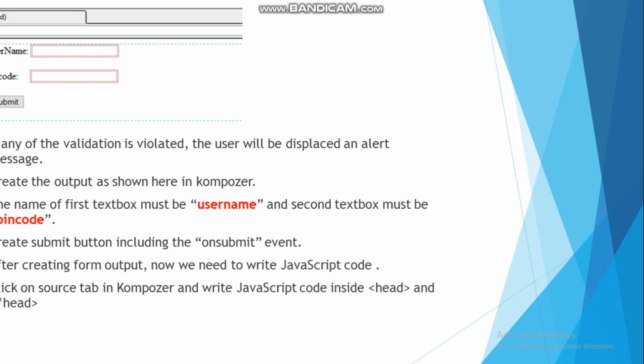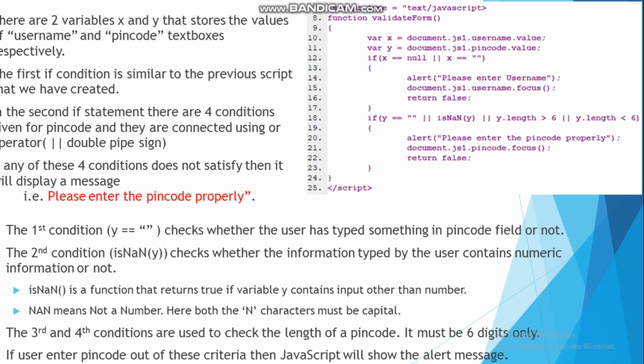Create a submit button including the onsubmit event. It means from the Advanced tab option you have to select the onsubmit event, and then you have to give the validateForm function. After creating the form output, now we need to write JavaScript code. So click on the Source tab in Composer and write JavaScript code inside head and /head. So here you can see we have written JavaScript code.